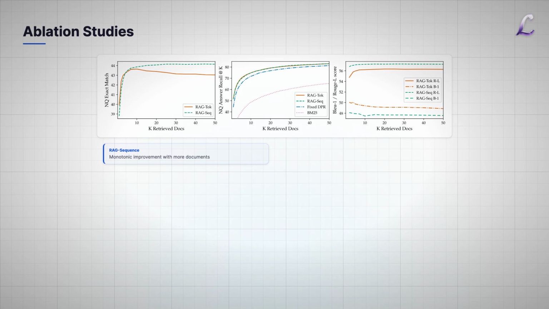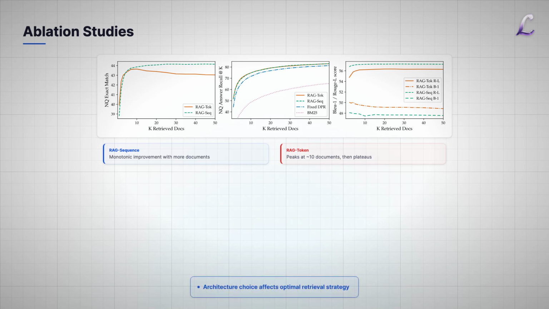Third, the effect of retrieving more documents at test time. For RAG-Sequence, performance on Natural Questions monotonically increases with more retrieved documents. For RAG-Token, performance peaks around 10 documents and then plateaus. This makes intuitive sense. RAG-Sequence benefits from having more candidates to marginalize over, while RAG-Token already mixes information across documents per token.